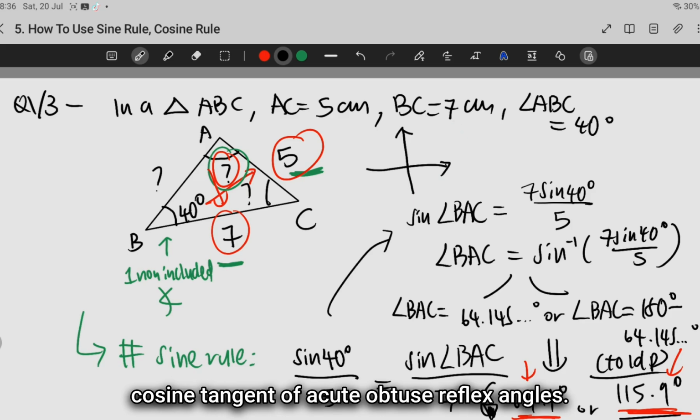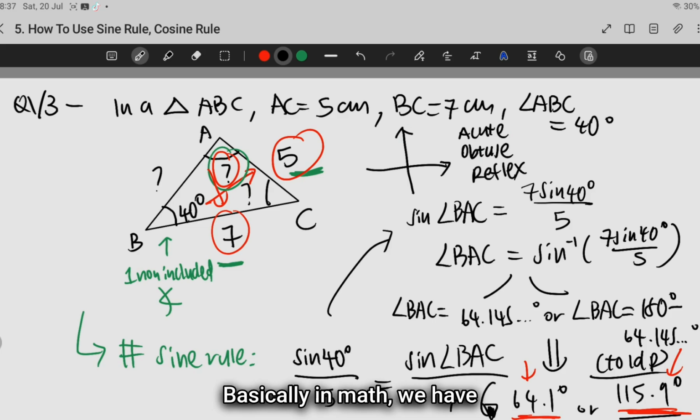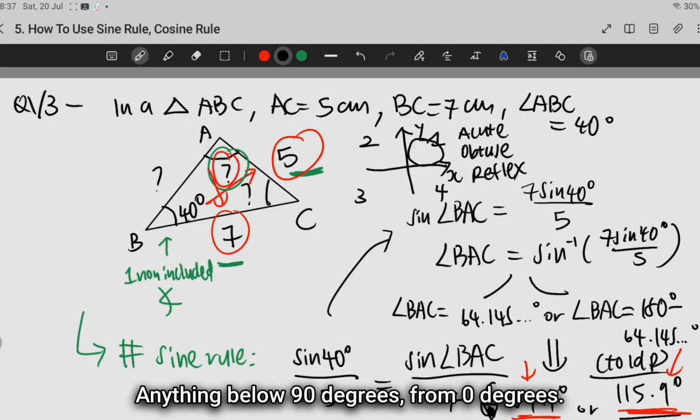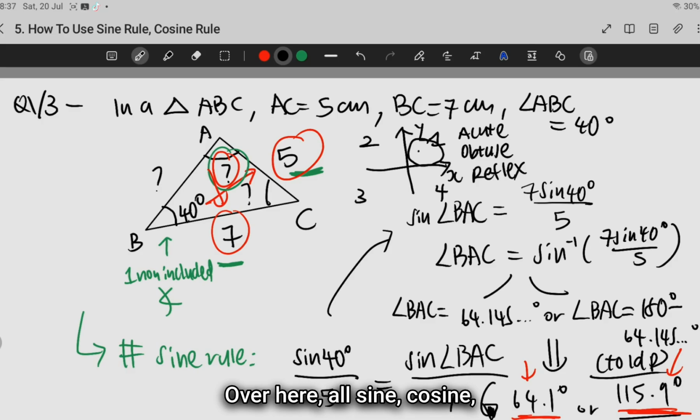of acute, obtuse, reflex angles. Basically, in math, we have 4 quadrants, right? So consider this Cartesian plane. This is quadrant 1, quadrant 2, quadrant 3, quadrant 4. Inside this quadrant, for whatever angle that exists inside here, that means for quadrant 1, it will be from 0 degrees all the way until 90 degrees. Anything below 90 degrees from 0 degrees. Over here, all sine, cosine, tangent will be positive.